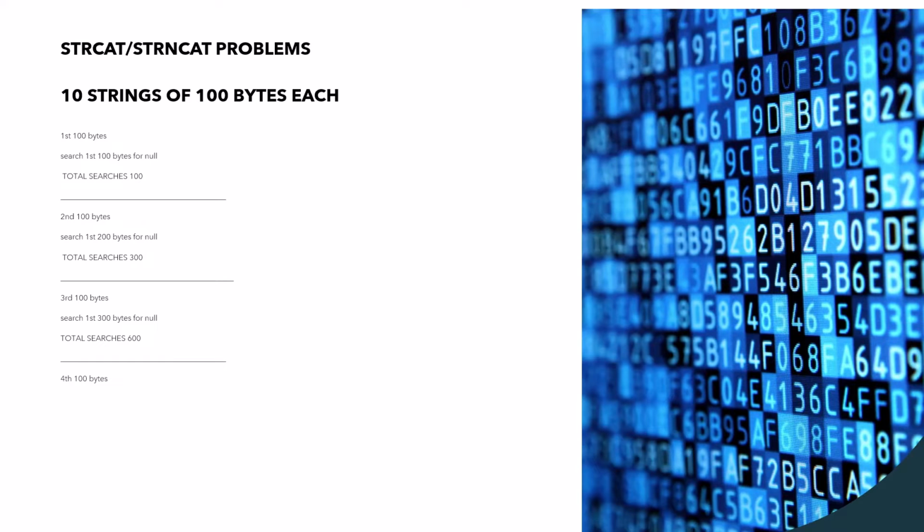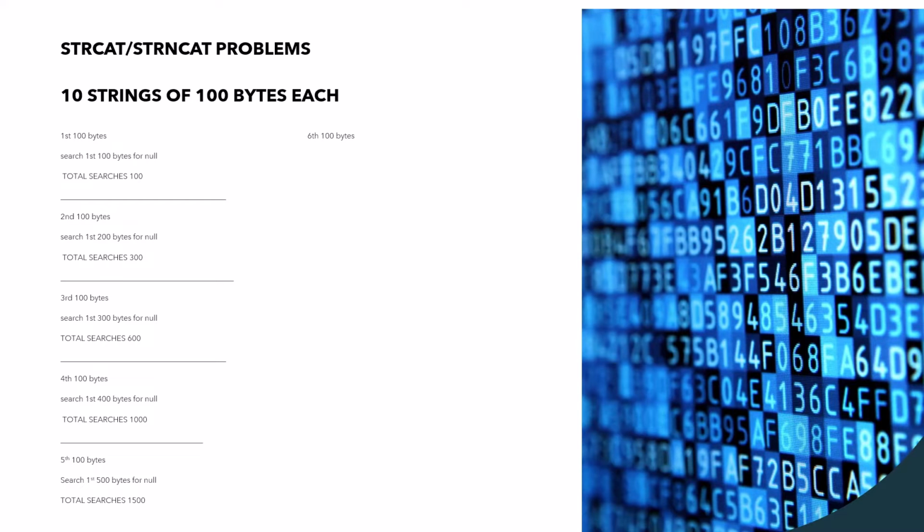Talk about the fourth 100 bytes, we're going to look through the first 400 bytes now. Add that to 600, that would be 1000 total number of searches. Talk about the fifth 100 bytes. Now we'll need to look through the first 500 bytes for the null. Add that 500 to the previous 1000 total number of searches. That would give us a total number of searches of 1500.